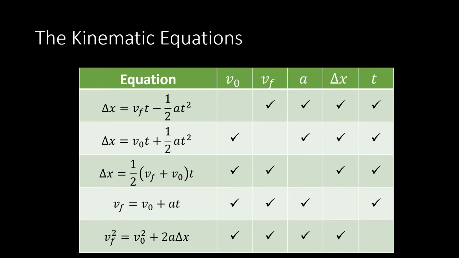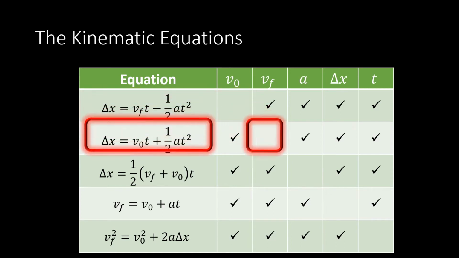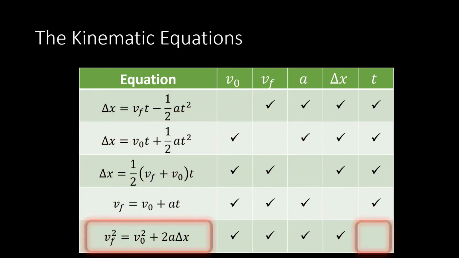Much like there are 5 kinematic equations, there are 5 kinematic variables: initial velocity, final velocity, acceleration, displacement, and time. Each equation utilizes only 4 of these variables. This table is designed to emphasize which variable is missing in each equation. This will be very handy for solving 1- and 2-dimensional motion.